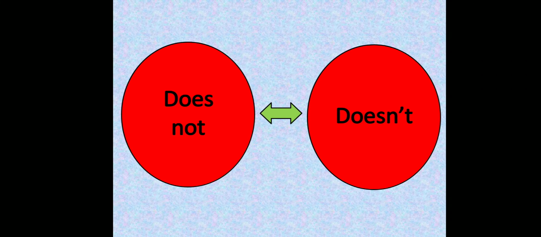Next is does not. To write the contraction of does not, we are going to remove O from not and in place of O we use an apostrophe sign. So the contraction will become doesn't.